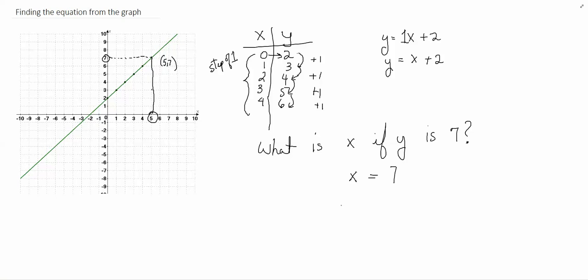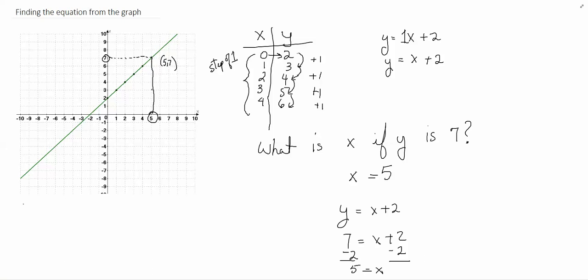The other way we can do this is we can go y is equal to x plus 2. Well, if y is 7, 7 is equal to x plus 2. Let's solve for x, and we do that by isolating the x. We subtract 2 from both sides. That gives us 5 is equal to x. Either way, we get the value 5, whether we take it off the graph or not. Now, I just noticed that I wrote down 7 instead of 5 here. This should have been 5.